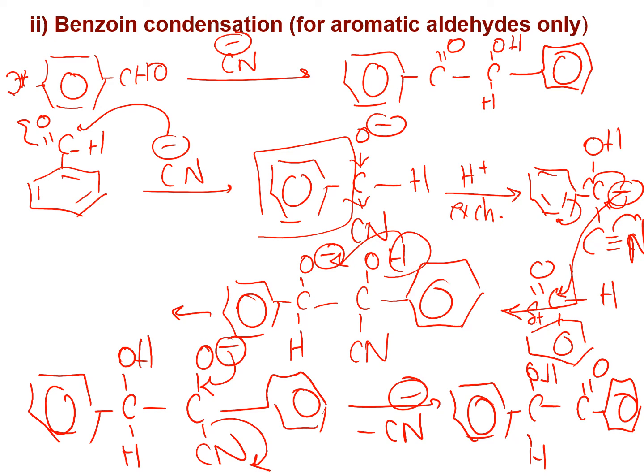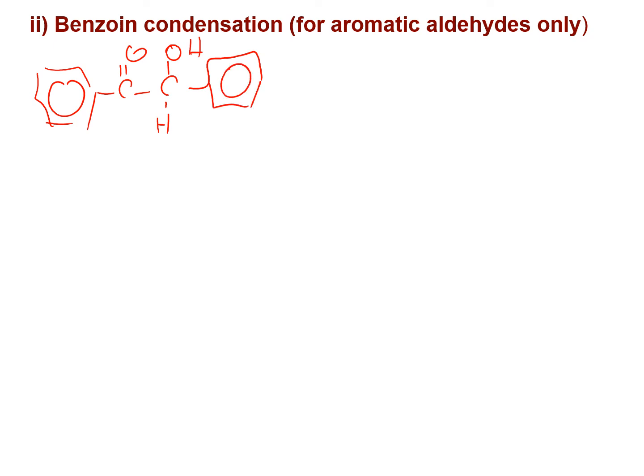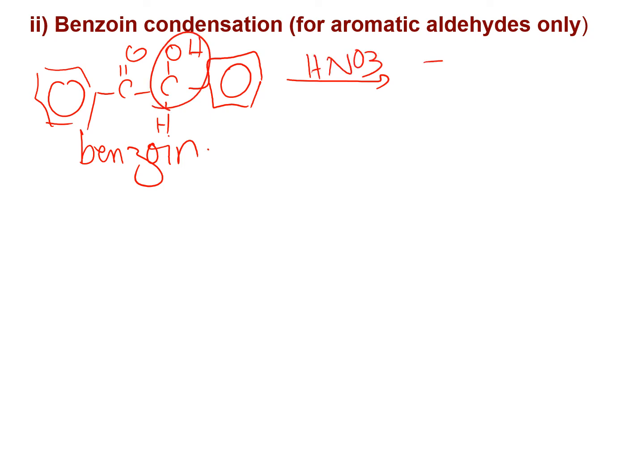So this is how the benzoin reaction proceeds. This compound has an important application, which is that it can be oxidized into what is called a benzil compound. So if this is your benzoin, if you react it with nitric acid, you will oxidize this secondary alcoholic group and you will have two carbonyls in between two benzene rings. Why is this important? Because it performs another important reaction, which is the benzilic acid rearrangement.